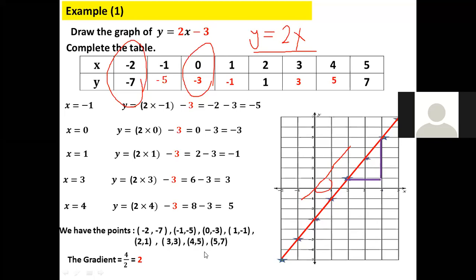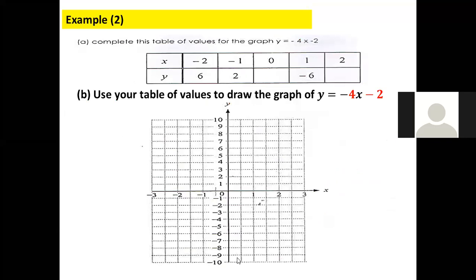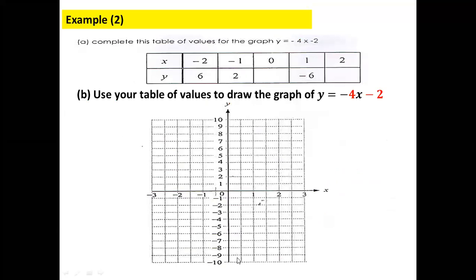So parallel lines have the same gradient. Any questions so far? We have another equation, and we do it the same way. They want you to complete the table. Who wants to help? Sarah, is it an increasing or a decreasing line? Decreasing. How did you know? This is decreasing because the gradient is negative, minus 4. Bravo, because we have a negative gradient.